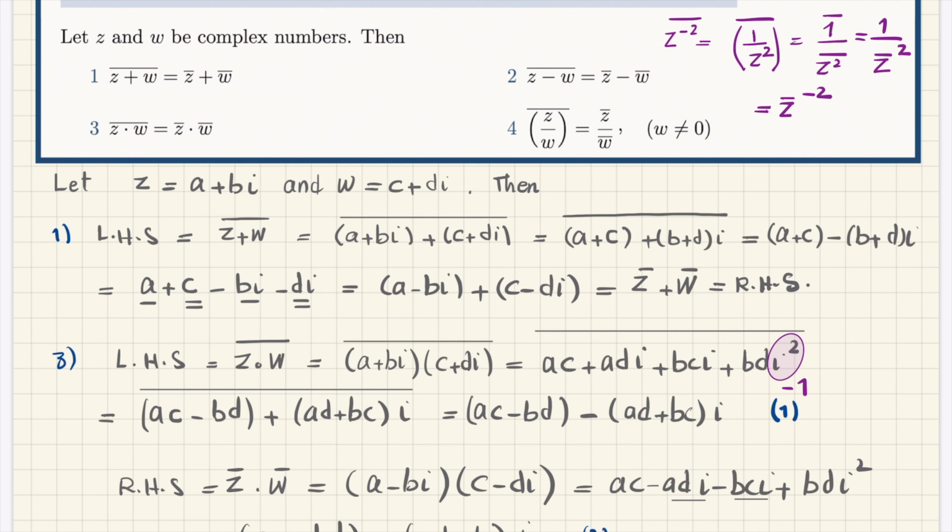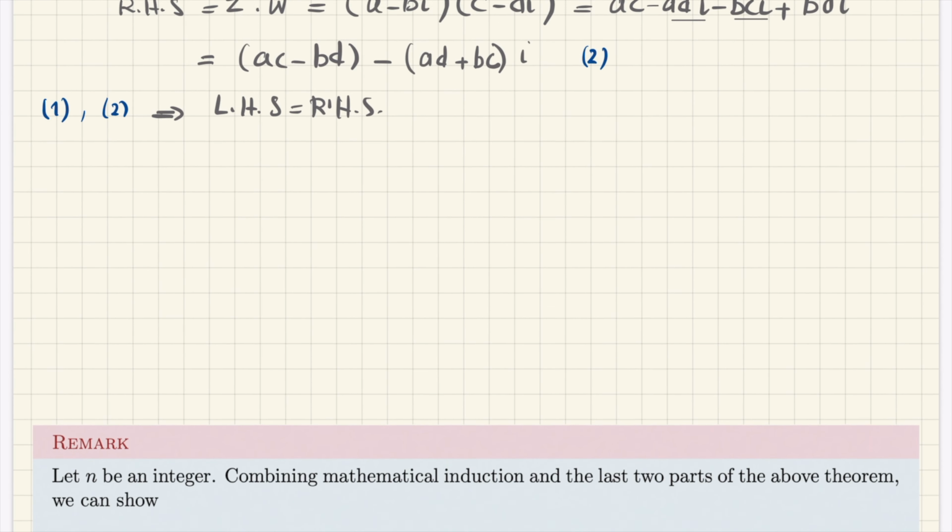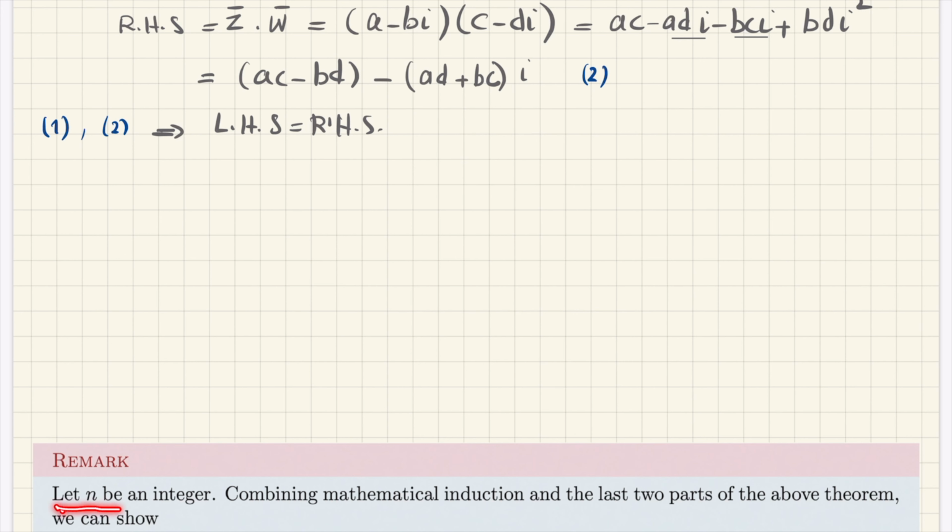Is that understandable? What I wanted you to know is that, let n be an integer. You see I haven't mentioned positive integer or negative integer. It can be any of them. And then we have this simple formula: z to the n, bar, is equal to z bar to the n.